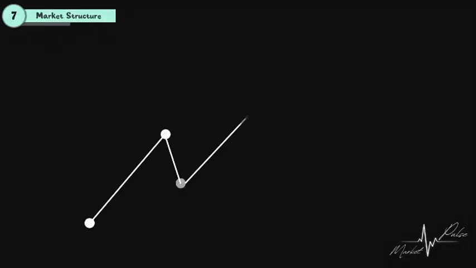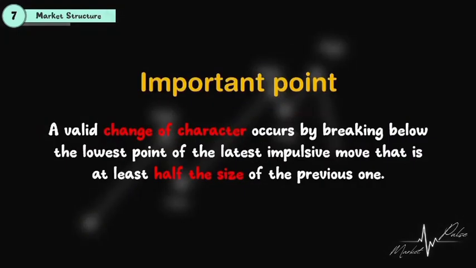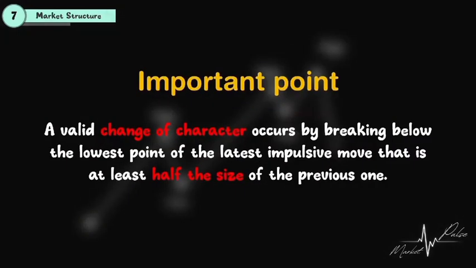For instance, here both of these levels are considered a source because they have broken above the previous market structure. However, we won't consider this break a valid change of character. The reason is that the failure of such a small movement is not supposed to be considered a reversal of the trend. So here is another rule for a change of character. A valid change of character occurs by breaking below the lowest point of the latest impulsive move that is at least half the size of the previous one.